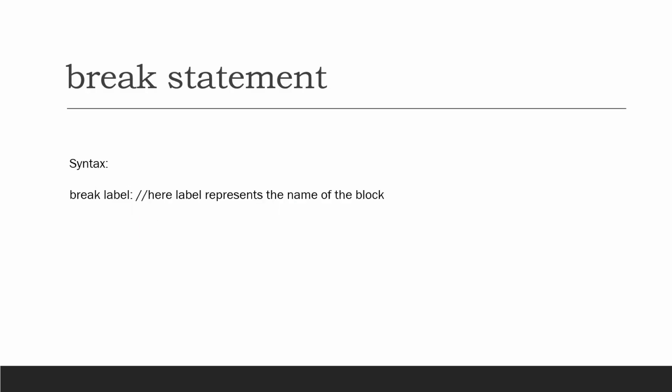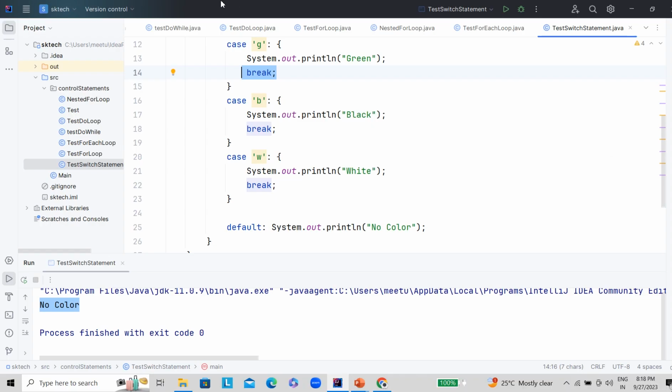Basically, if you compare C and C++, in C++ we have something called the goto statement, right? That is not available in Java. Instead of that, we have the break statement available. We'll see the differences in one of the topics. So let's move to the next statement that we have available in Java.